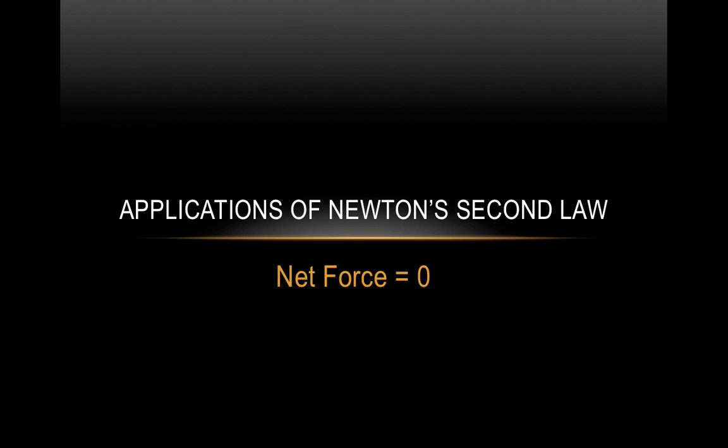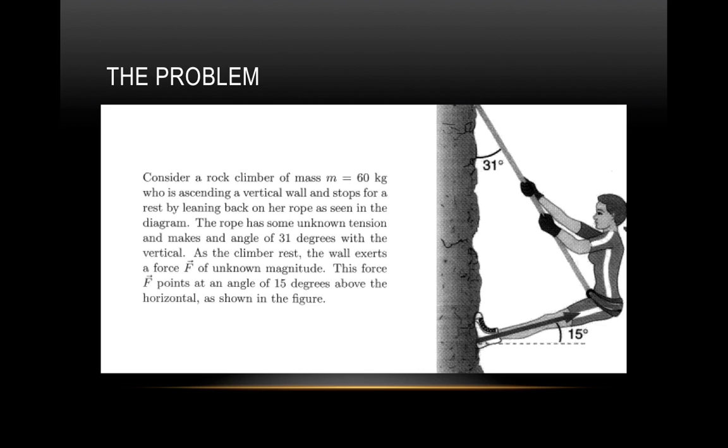Hi, today we will be looking at a common physics problem that involves the applications of Newton's second law, in this case where the net force is equal to 0. Here's the problem. We are considering a rock climber of mass 50 kilograms who is ascending a vertical wall and stops for a rest by leaning back on the rope as seen in the diagram.